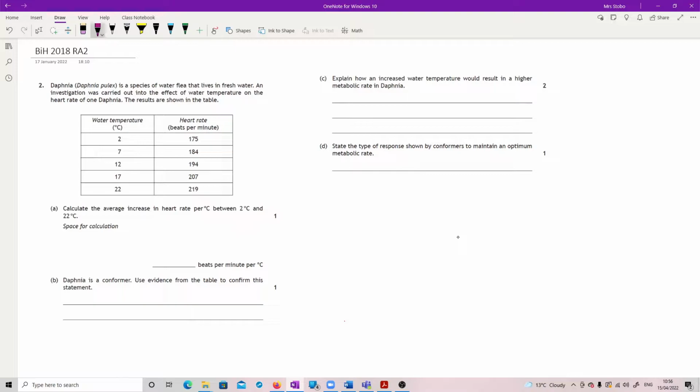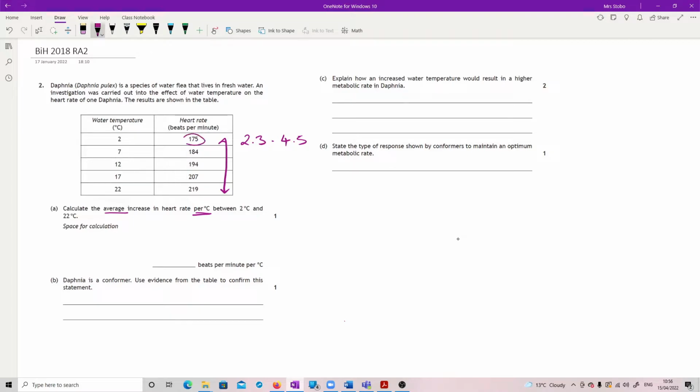Calculate the average increase in heart rate per degree C between 2 degrees C and 22. Right, this is the per one. So although it says average, don't get drawn down that, add them all up and divide by the number you have. That is not what they're asking you for. What they're looking for is how much you go up from 2 to 3 to 4 to 5 each time. So what we've got to do is take our difference here.